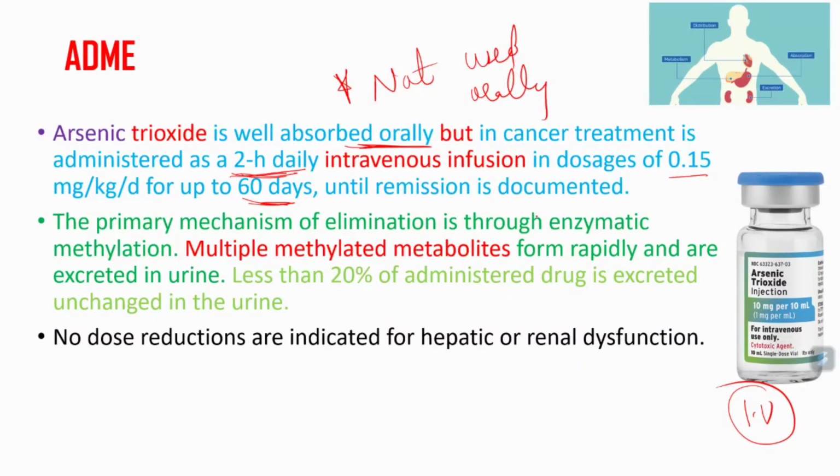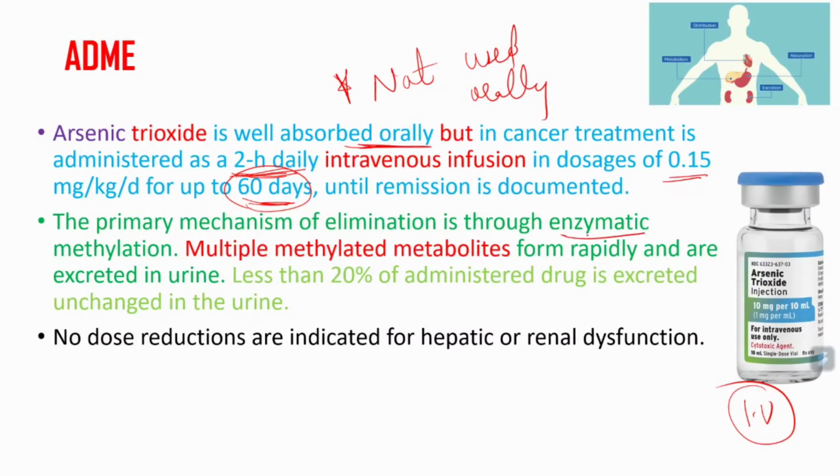Total signs and symptoms of the patient have disappeared. Till that it is used. Okay, arsenic trioxide. Remember, it is not used orally, it is used in intravenous infusion, infused for 2 hours daily, and it is given up to 60 days, and the dose is 0.15 mg per kg per day. Clear? And it is distributed in all parts of the body.